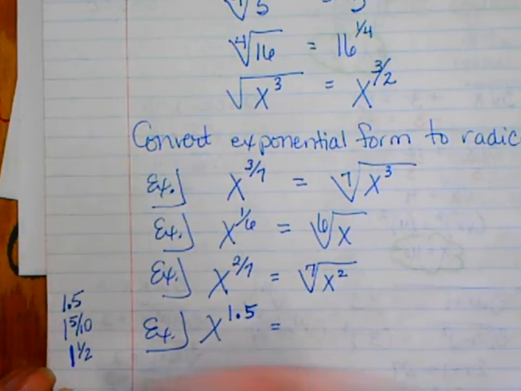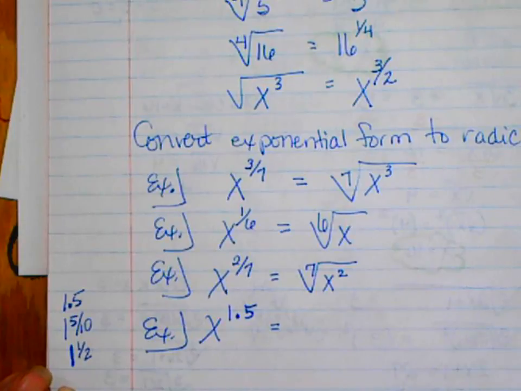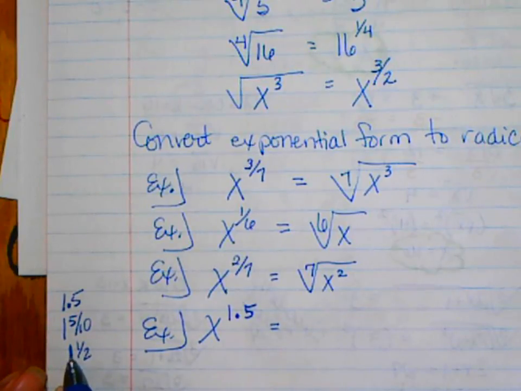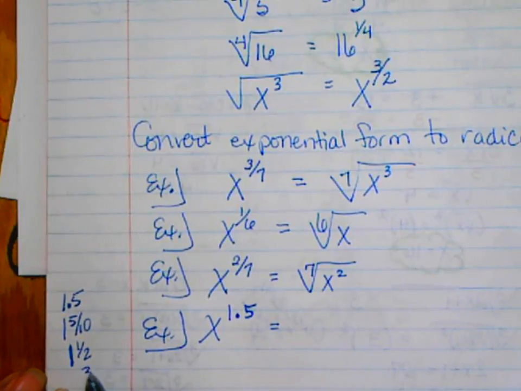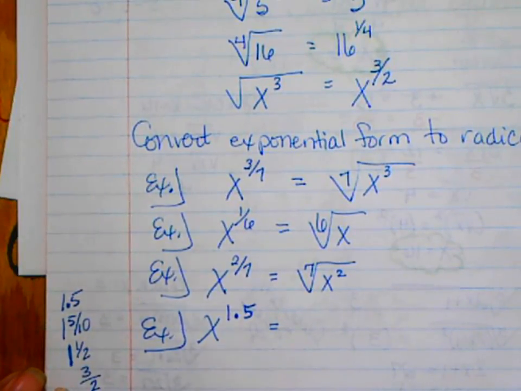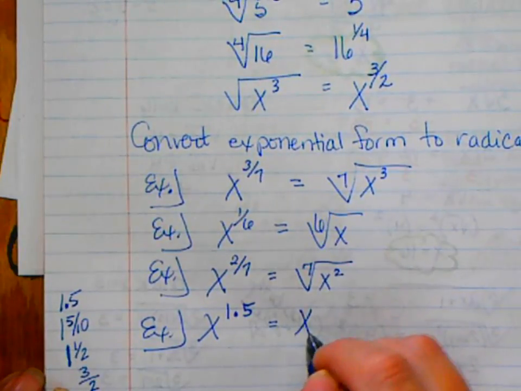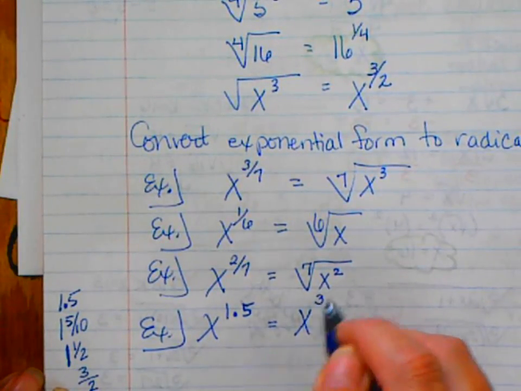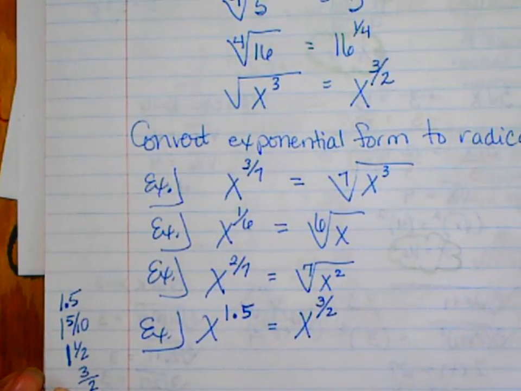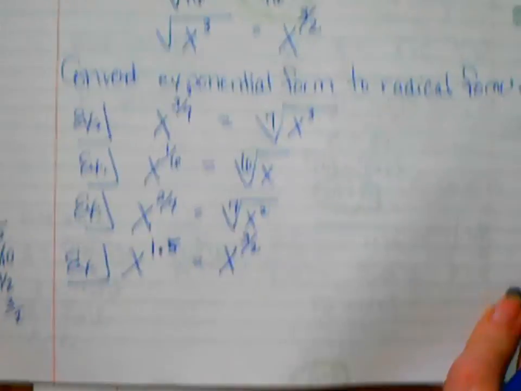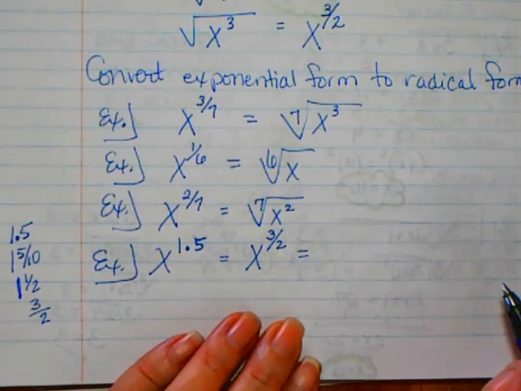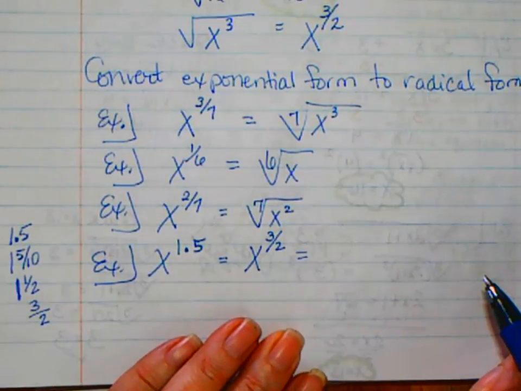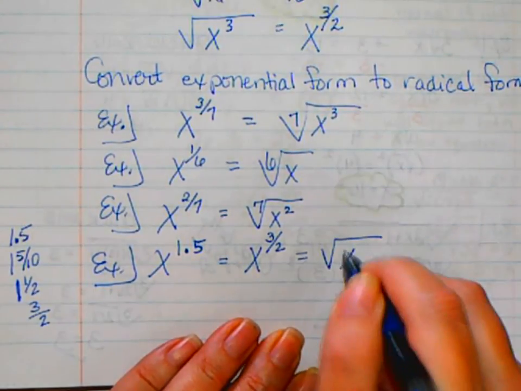Can we leave it as a mixed number and figure out what the radical is? No, we need to make it improper, right? So remember to do that. 2 times 1 is 2, plus 1, the numerator is 3, and the denominator of the fraction stays the same. So x raised to the 1.5 is the same thing as x raised to the 3/2. Am I right? Okay. Now can we turn it into a radical? What would it be? Square root of x cubed.